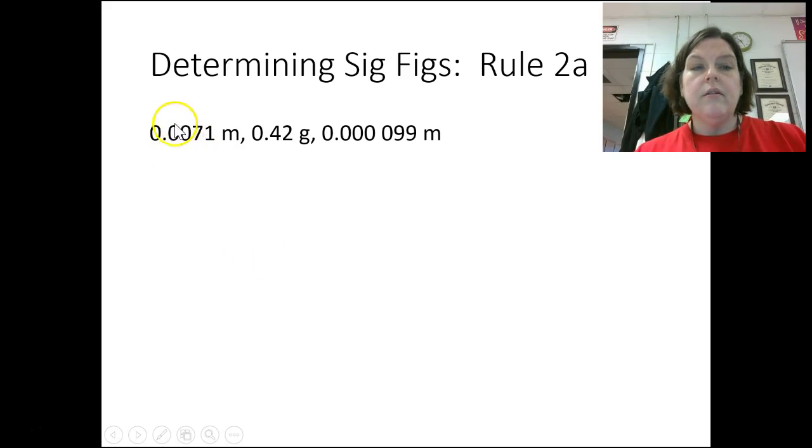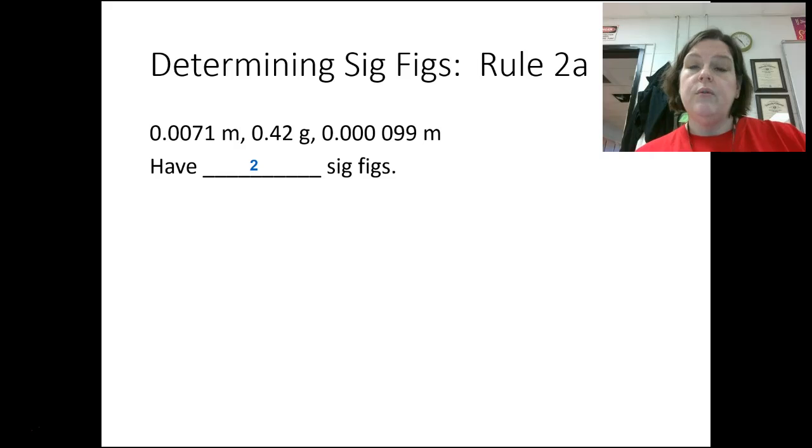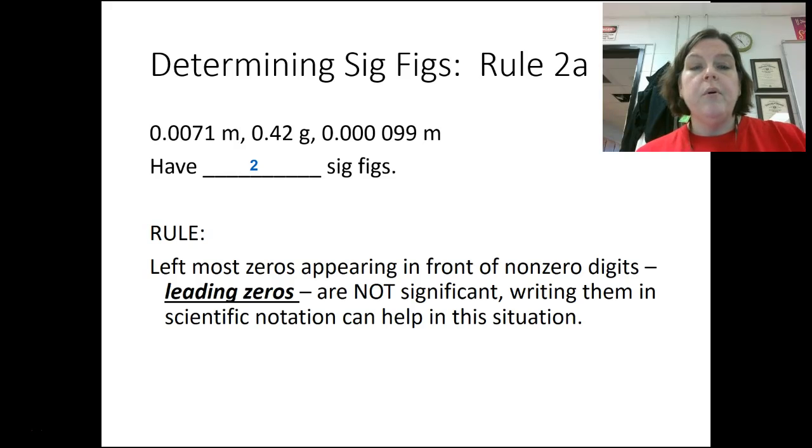But these zeros here are not significant. A lot of times when you see things typed, they leave a space to mean a comma. That is very common. So these have 2 significant figures for each of them because the zeros don't count. So rules. Leftmost zeros appearing in front of non-zero digits, that's leading zeros, are not significant.